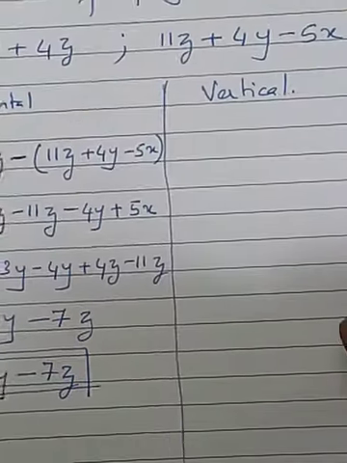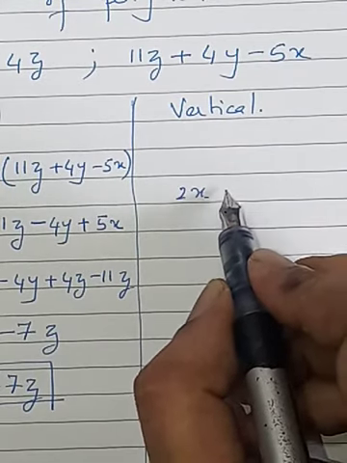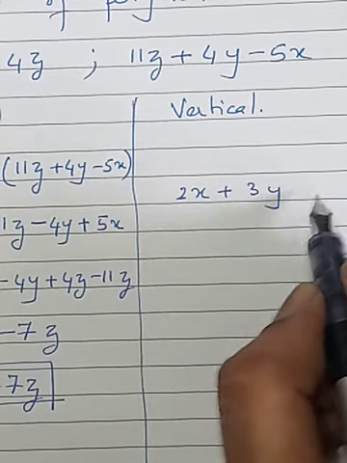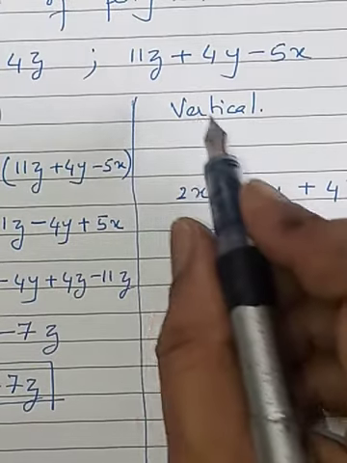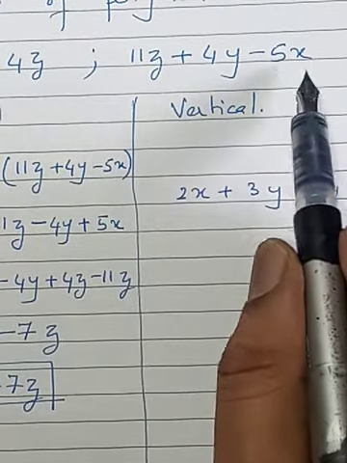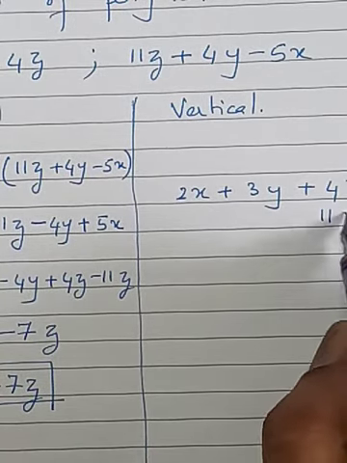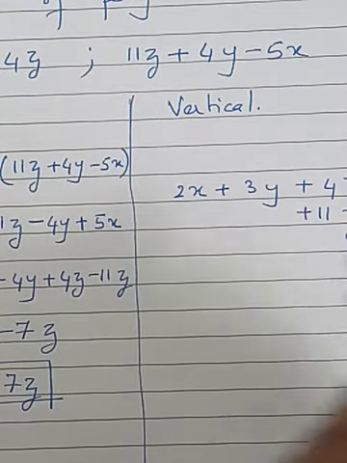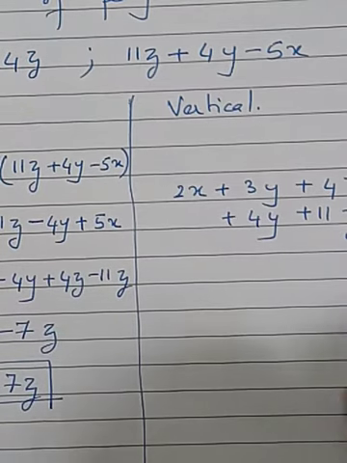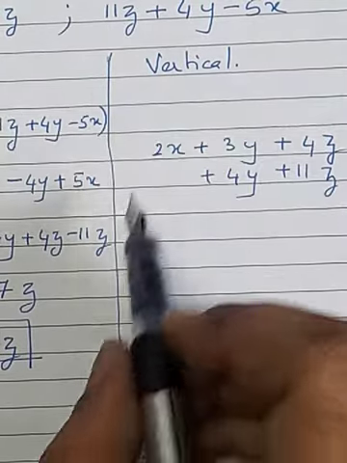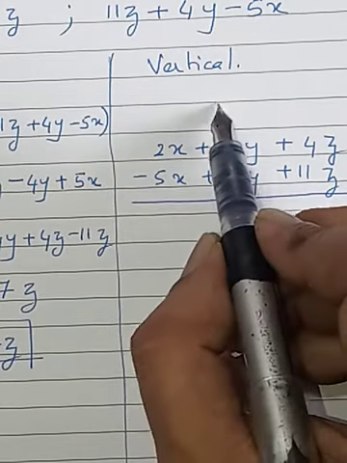Clear? Now let's see the vertical method. Again, in the vertical method, I write the first algebraic expression as it is: 2x plus 3y plus 4z. Now I will write the like terms below these. So 11z will come here. What is the sign over here? It is plus. Here I'll have 4y. Here I have minus 5x. Now the operation here is subtraction.